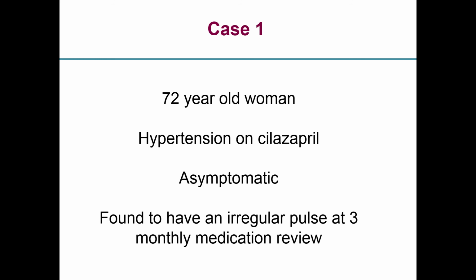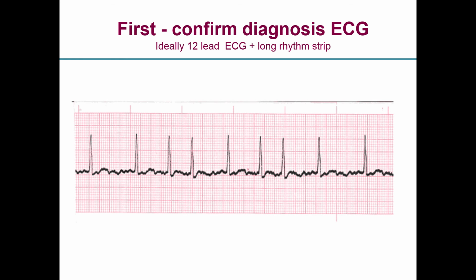So I'll go on to the next slide. There we go. Okay, so the first step is to confirm that the diagnosis is actually atrial fibrillation, and you really need to do this on an ECG. It's actually very easy to be misled by the pulse alone. For example, ectopic beats, which would be another common cause of irregularity, can feel not too dissimilar to atrial fibrillation. So you need to do an ECG, and here's just an example.